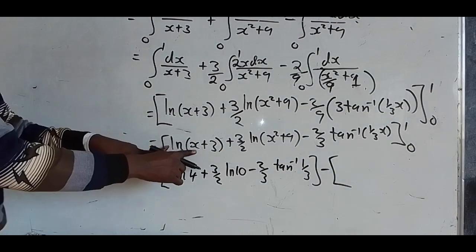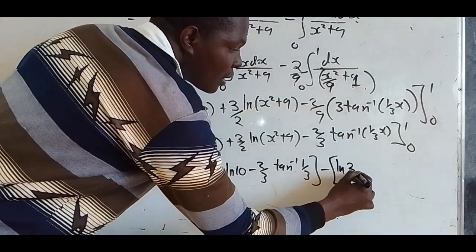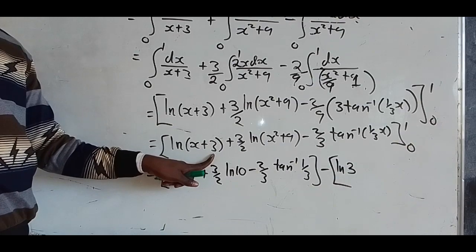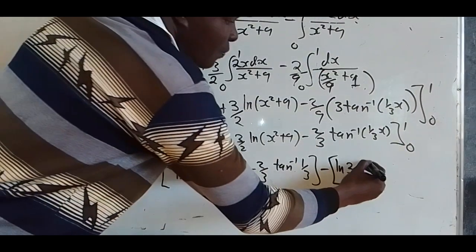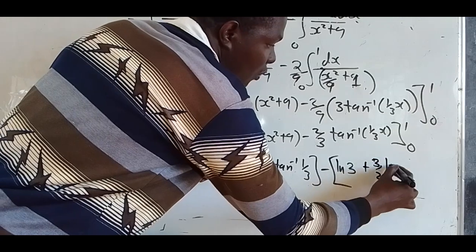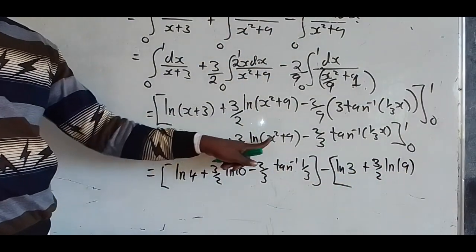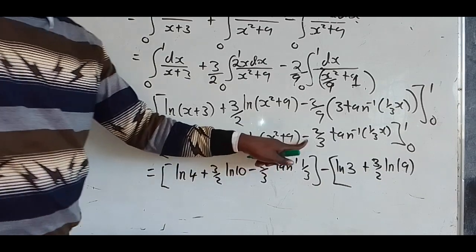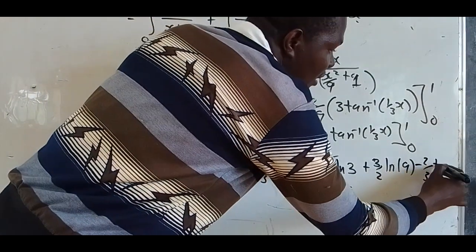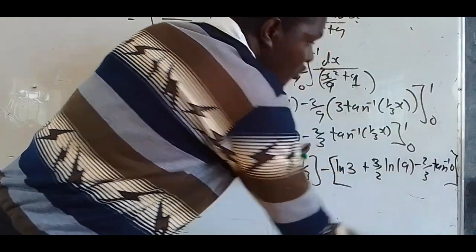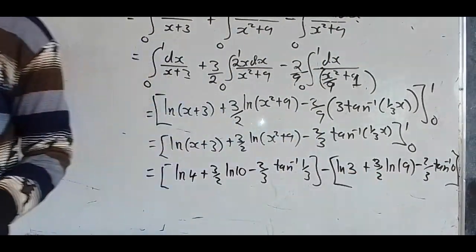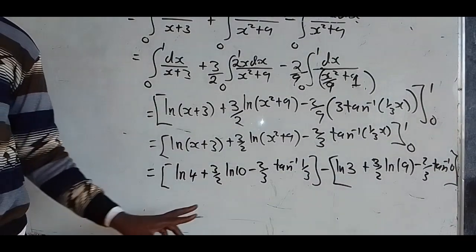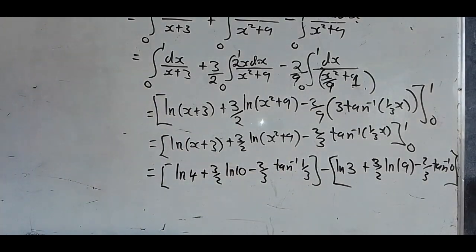When x is 0, where there's x, you put 0, you remain with ln of 3, because 0 plus 3 is 3, isn't it? ln of 3 plus 3 over 2 ln of 9, because 0 squared, you remain with 9. ln of 9 minus 2 over 3 tan inverse of 0. So have you seen you now have upper limit minus lower limit? Are we together? Then finally you write the answer, and you are done. Is that okay? Good.